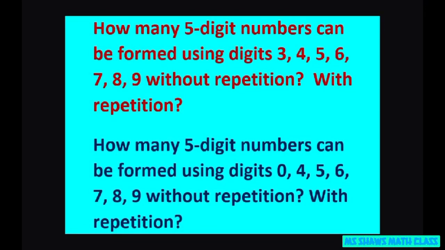Everyone. How many 5-digit numbers can be formed using the digits 3, 4, 5, 6, 7, 8, and 9 without repetition and with repetition? And then we're going to do the same thing, except I replace the 3 with a 0 because that makes a difference if we have a 0 with our numbers.